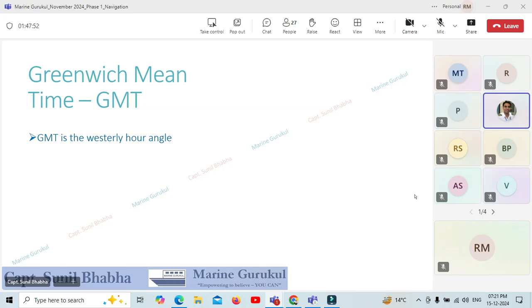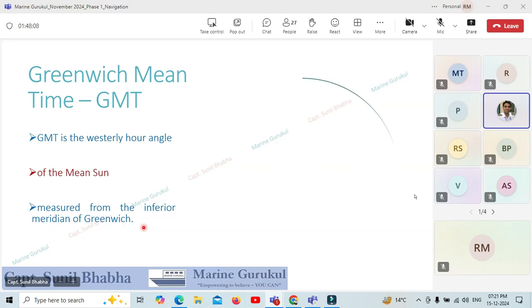Let's now go into the definition of Greenwich Mean Time, or GMT. It is very similar to LMT. GMT, or Greenwich Mean Time, is the westerly R angle of the mean sun measured from the inferior meridian of Greenwich.